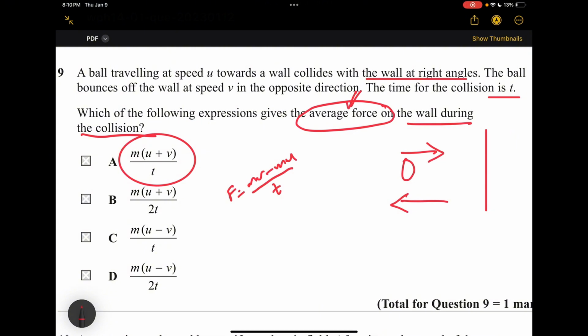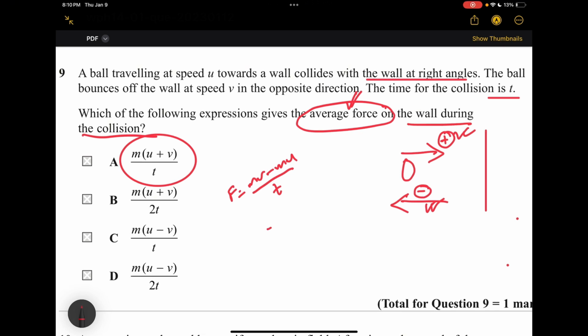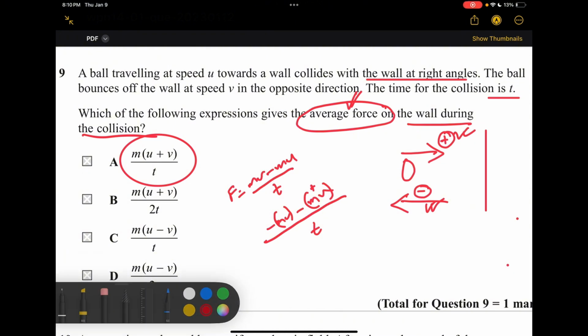Here let's say the ball is moving in this direction. Let's say this is our positive, and as the ball is moving in the right hand direction, let's take it as negative. So the initial velocity will be positive and the final velocity will be negative. So we can write it down like this: minus mv minus mu divided by time taken. This mu is positive and this mv is negative. So this is actually the value that we have figured out.